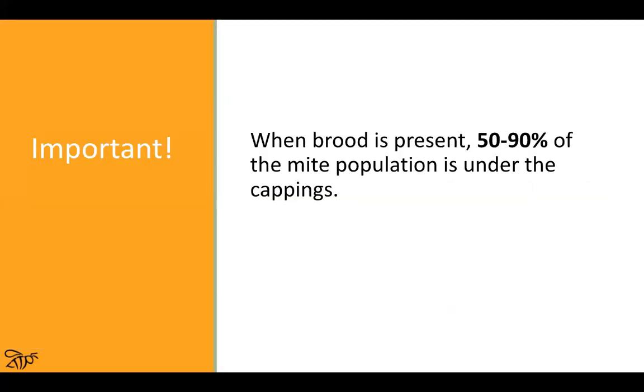I do want to point out, because it's really important, that because the brood cells are where they reproduce, when brood is present in the colony, 50 to 90% of the Varroa mite population will be under the cappings. So the vast majority will be under the cappings. That's why you might not be seeing that many mites on bees, but that doesn't mean that they're not there. They're there under the cappings, and they are multiplying. That's just something that is really important to always be aware of.